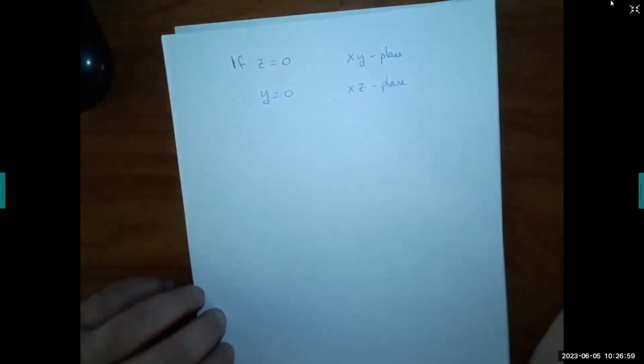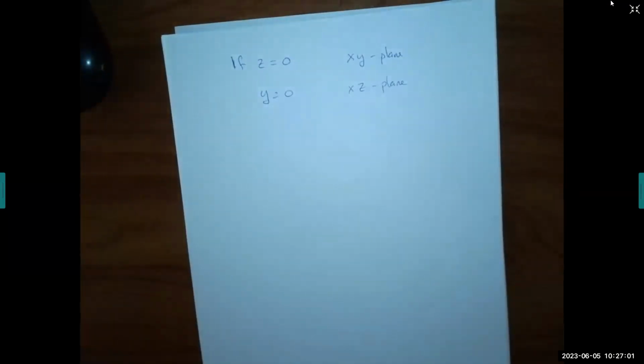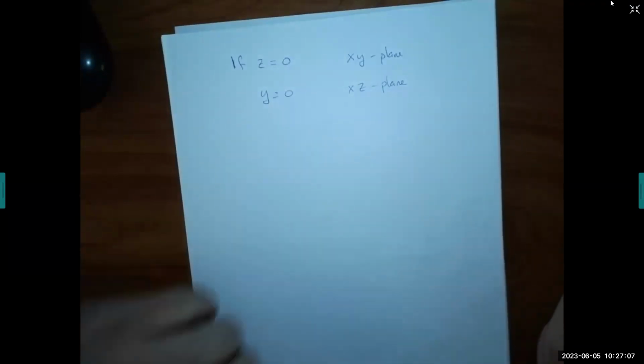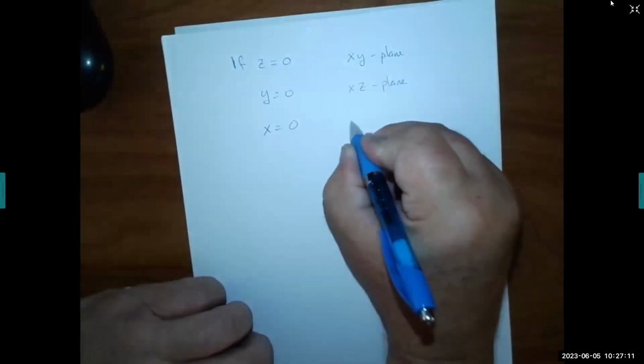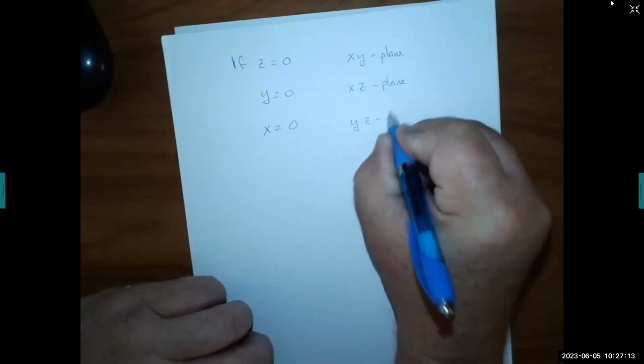So you have to look at where the x is. So it's going this way and up, such a sheet following the x. And if x is equal to 0, we have the YZ plane.